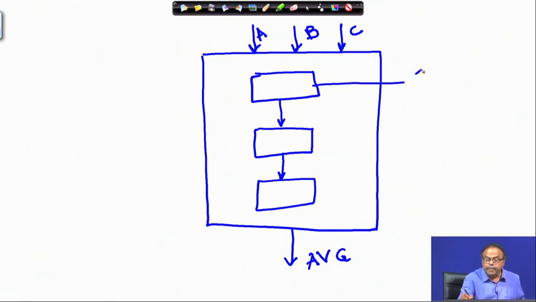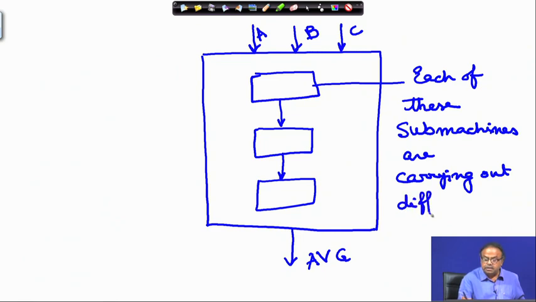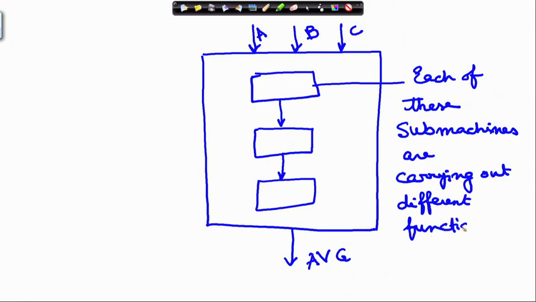So, each of these sub-machines are carrying out different functions. All right, this is doing one, this is doing another, and all these three together is doing something.